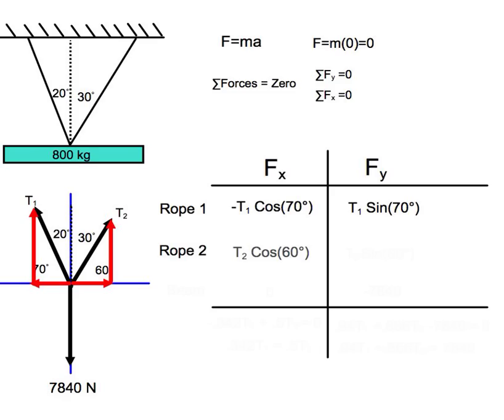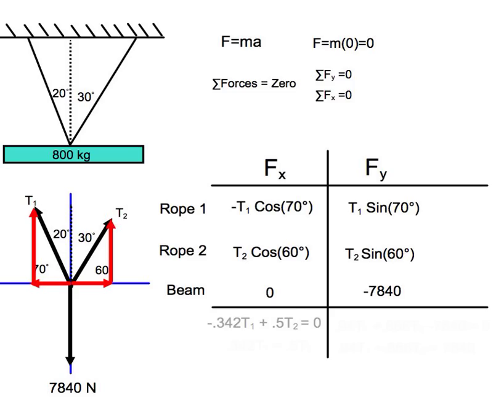Now for rope 2, in the x direction it'll be positive. It'll be T2 times the cosine of 60. And in the y direction, it'll be T2 times the sine of 60. And the beam, we already stated in the x direction, the force will be 0. In the y direction, the force will be negative 7,840 because it's pointing down. And on the y-axis, if it goes down, it's negative, up it's positive.